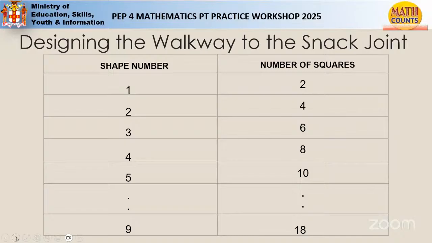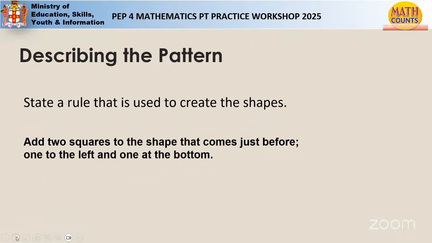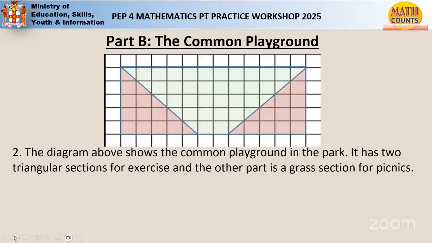All right, awesome. So the rule that you state: add 2 squares to the shape that comes just before, or 1 to the left and 1 to the bottom, or we can say we add 1 to the horizontal side and 1 to the vertical. Any which way you fix it, it's the same thing. So that would be how we would state the rule.